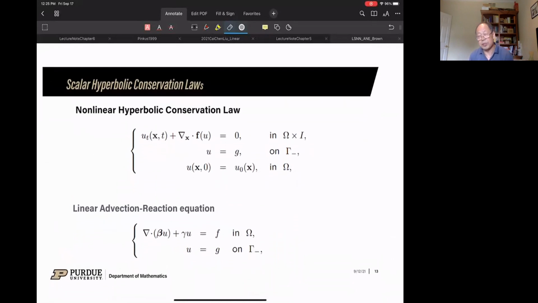So the main focus for the past year, I think it's more than a year, is on hyperbolic conservation laws. This is basically the type of problem that we think is most of the challenge in numerical PDE, right? In computational science and engineering. Now, the reason for that is the solution of this problem is discontinuous. Moreover, we don't know the location of the discontinuities. So that just makes the approximation so difficult.